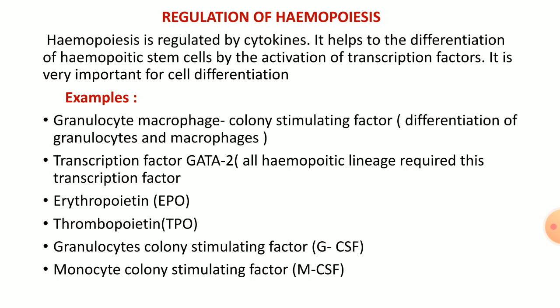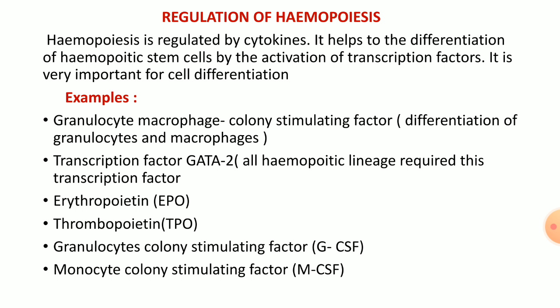Then regulation of hemopoiesis. Hemopoiesis is largely regulated by the presence of cytokines. These cytokines are responsible for regulating the differentiation of multipotential hemopoietic stem cells into specific cell types by the activation of transcription factors. These cytokines are very important for differentiation of particular cell types, otherwise animals die during embryogenesis. Some cytokines that regulate hemopoiesis are as follows.